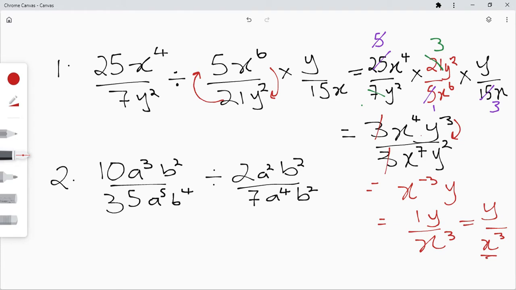So once again, I did it in steps. First, I simplified by canceling out the coefficients, then I worked with the variables. But as time goes on, you can do all the operations in one step and get your answer. So here we said 4 minus 7 gives us negative 3, 3 minus 2 gives us 1, and that's how we came up with y over x cubed.